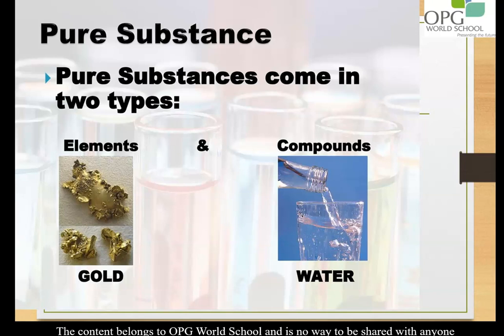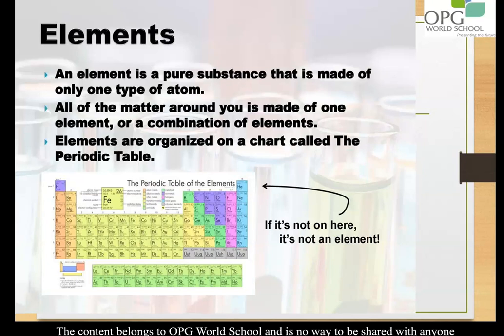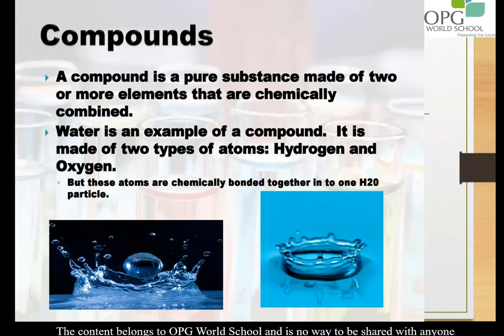Elements are of many types like gold, silver, copper, iron, oxygen, hydrogen, carbon, etc. Compounds are also of many types like water, carbon dioxide, sugar, and salt. An element is a pure substance that is made up of only one kind of atom. All the matter around us is made up of one element or a combination of elements. Elements are usually organized on a chart called the periodic table.